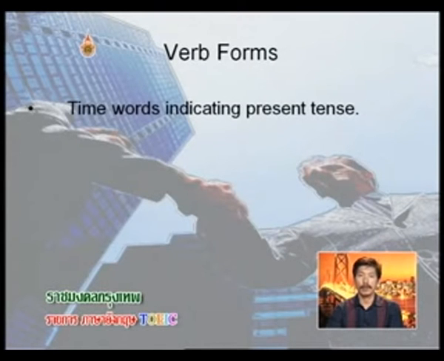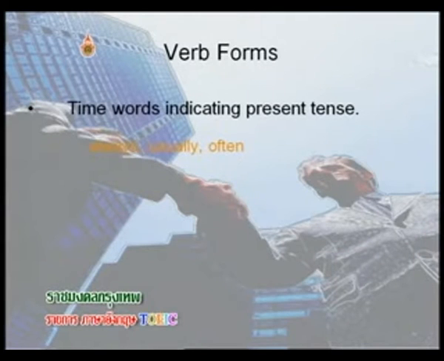And first let's have a look at the time words indicating the present tense. So when you are deciding whether the sentence requires the present form of the verb or not, you just look up these words, for example: always, usually, and often are usually used in the present tense.